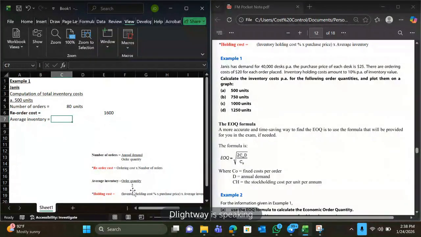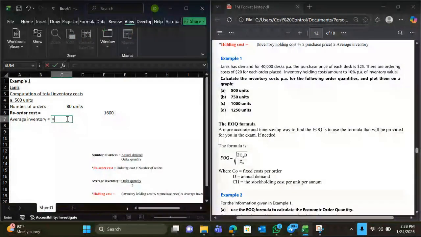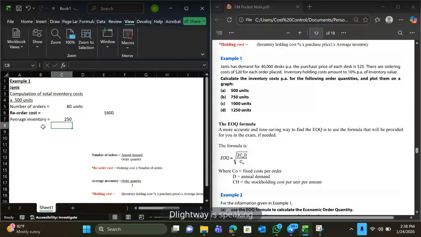And what's our average inventory saying? Our average inventory is our order quantity divided by 2. And what's our order quantity? Yes, our order quantity is 500 units. It's going to be 500 divided by 2. That's 250 units. Don't forget, this is in units, I don't want to be using currency there.